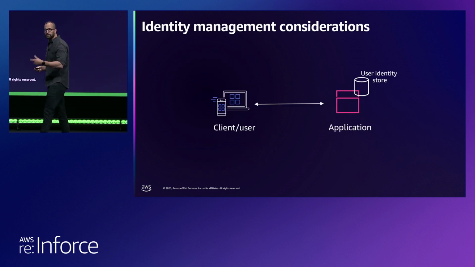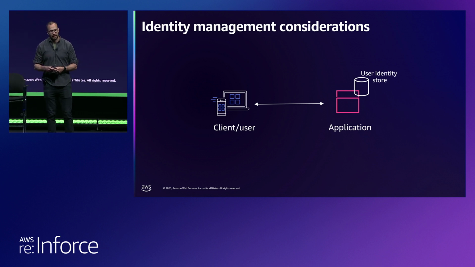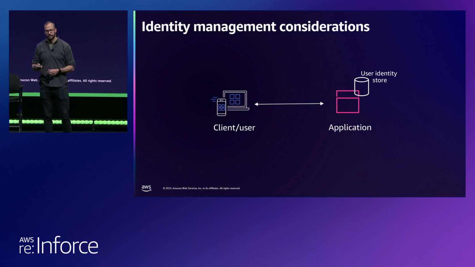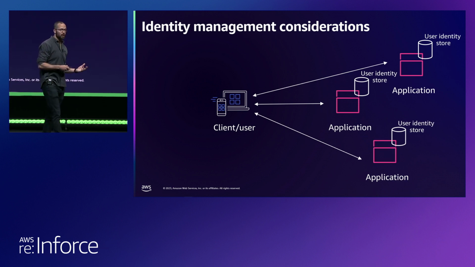So let's do a quick history recap on how identity works and how we can think about identity. Typically, for human to application communication, we have some client, some user trying to consume an application. That application might have an identity store, and as long as the client has the username and password, they can connect. Now, when this scales, it becomes more complicated.